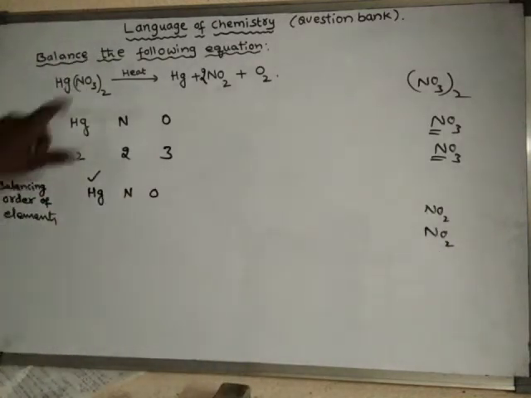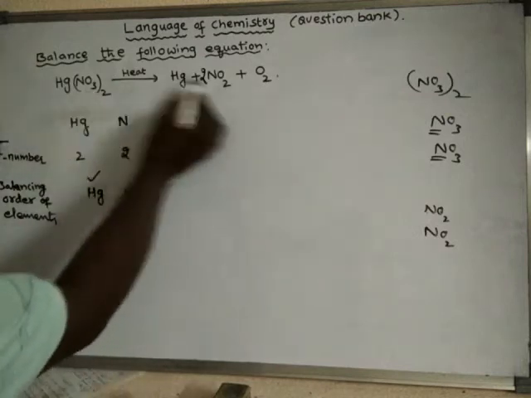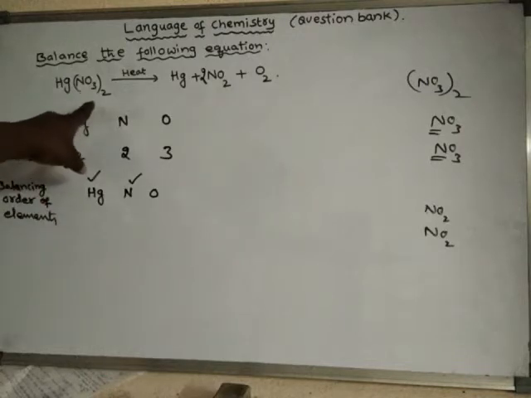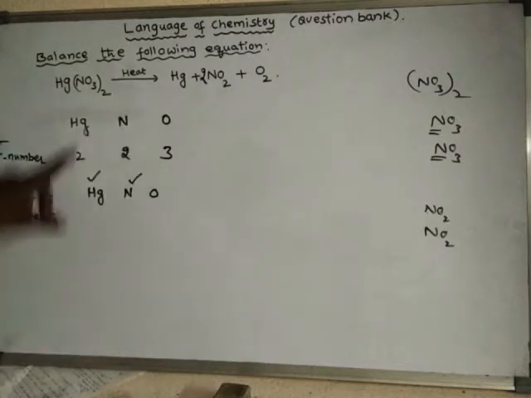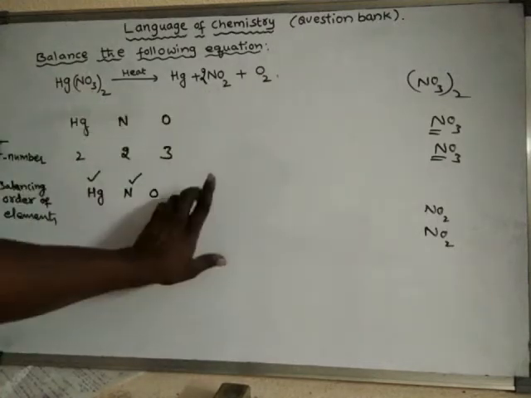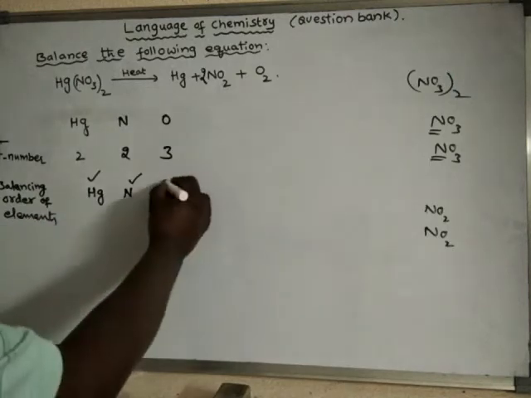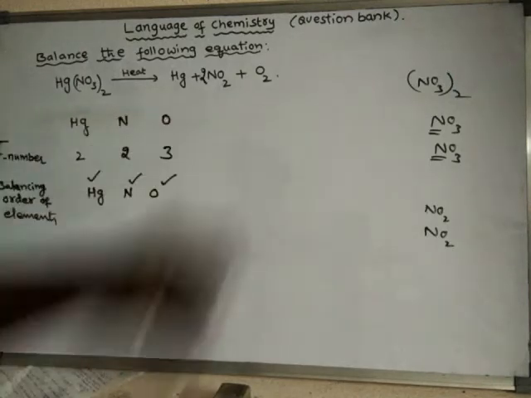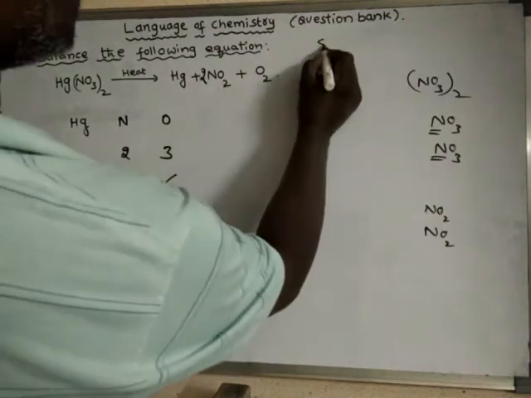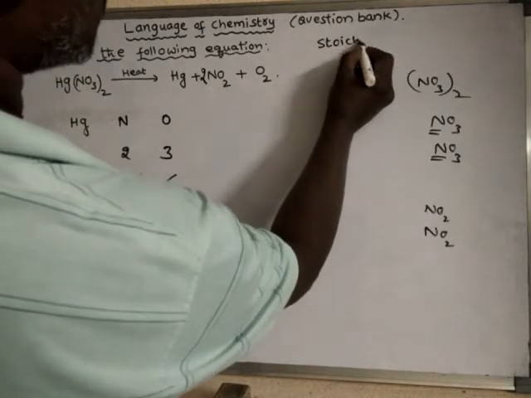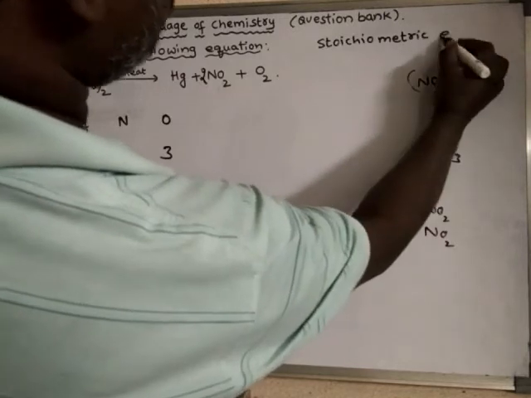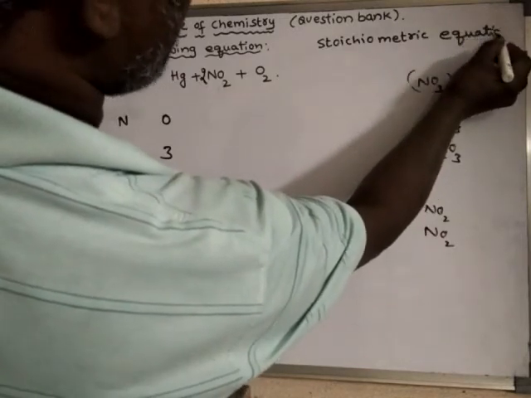Now mercury atoms are balanced and even nitrogen atoms are also balanced. Now check for the balancing of oxygen atoms. How many oxygen atoms are there? 6 oxygen atoms, so here 4 plus 2, 6 oxygen atoms. That means even oxygen is also balanced. Now this equation is said to be a balanced chemical equation or else a stoichiometric equation.